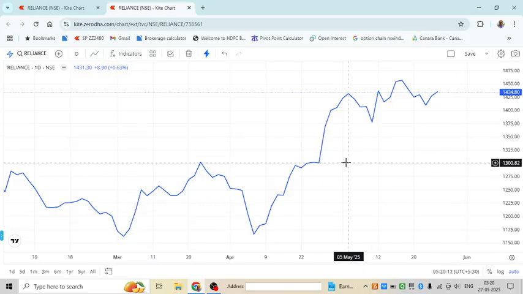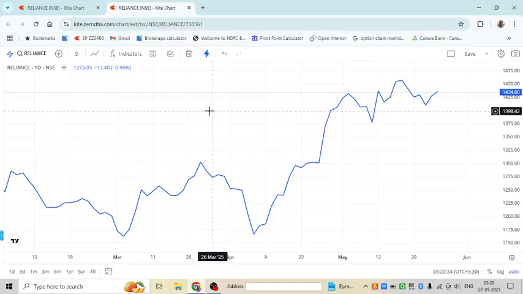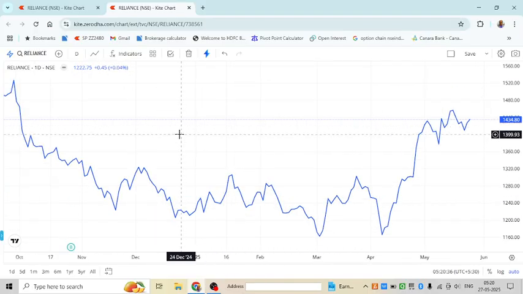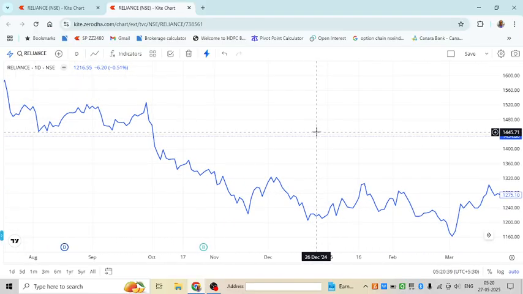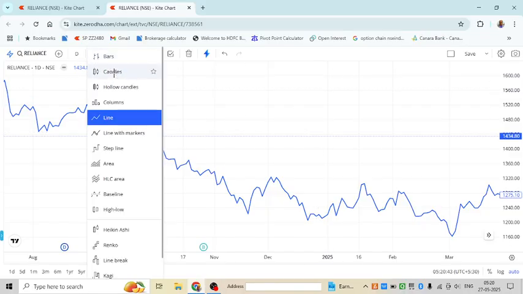So this chart is very useful for long-term investment and finding the proper support and resistance levels, so that the trader or investor can define the stop loss in a nice way. So here, this is the basic thing of the line chart. Now let us convert it into a candlestick chart.